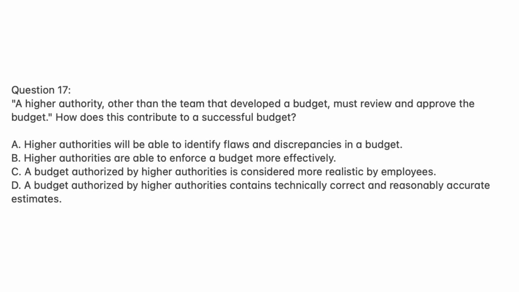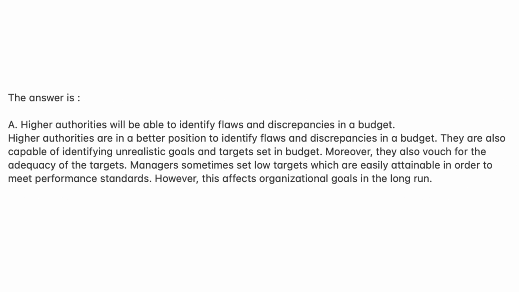Question 17. A higher authority, other than the team that developed a budget, must review and approve the budget. How does this contribute to a successful budget? A. Higher authorities will be able to identify flaws and discrepancies in a budget. B. Higher authorities are able to enforce a budget more effectively. C. The budget authorized by higher authorities is considered more realistic by employees. D. The budget authorized by higher authorities contains technically correct and reasonably accurate estimates. The answer is A. Higher authorities will be able to identify flaws and discrepancies in a budget.